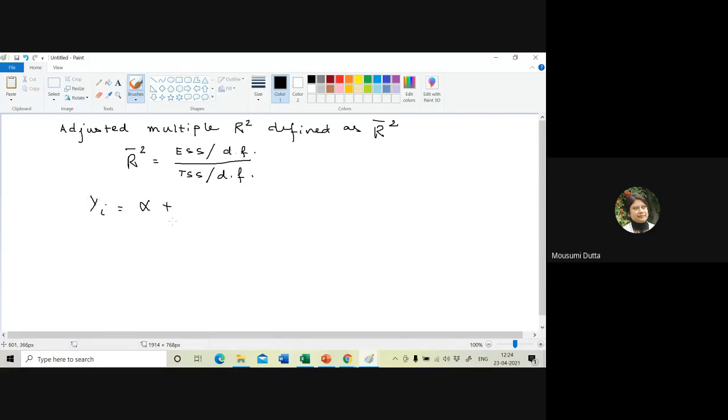So my model is this one. I have a single explanatory variable, and as long as it is a simple model, I do not have the scope to go on increasing the number of variables to improve ESS, which in turn will reduce the degrees of freedom. So these ideas are not coming here. However, we have to keep all these things in our mind.